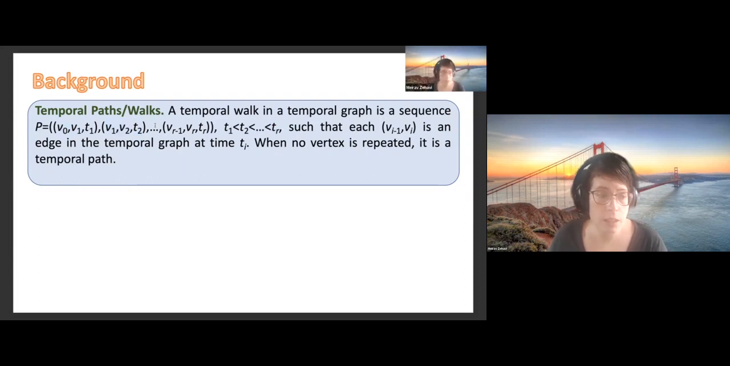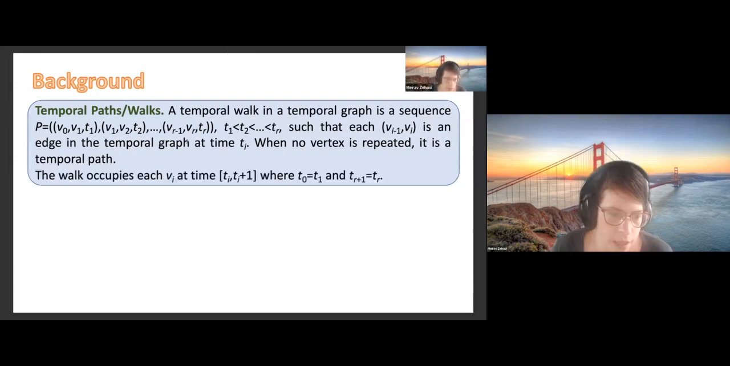Okay, so you can really walk from, say, v1 to v2 if the edge between them exists at time t2. And when no vertex repeats, so all of the vertices that occur here are distinct, v0, v1, v2, and so on, then the temporal walk is called a temporal path.